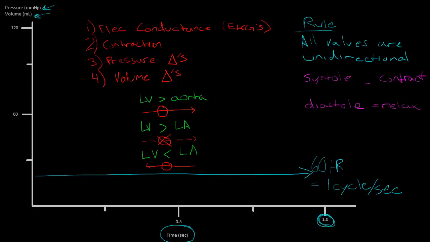But this is sort of a vernacular issue that we always abide by. So when I say systole, what I mean is ventricular contraction, and when I say diastole, what I mean is ventricular relaxation. And we'll stop there and let's go ahead and get into the videos.